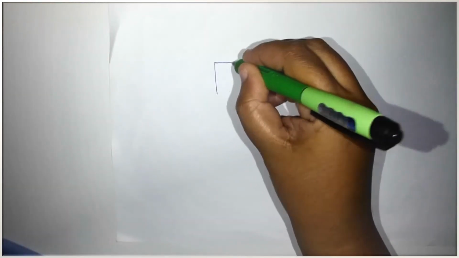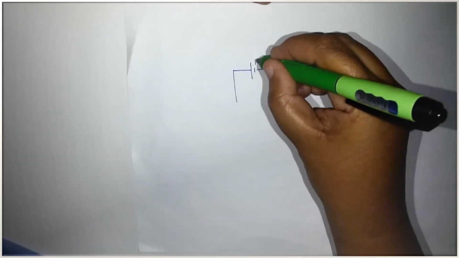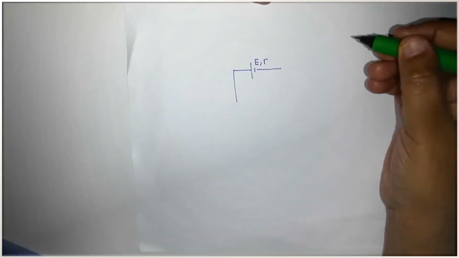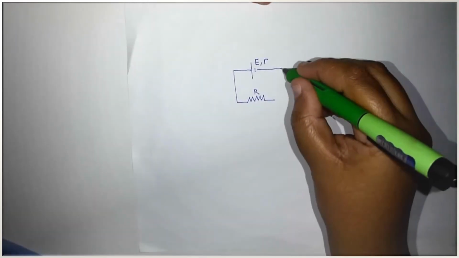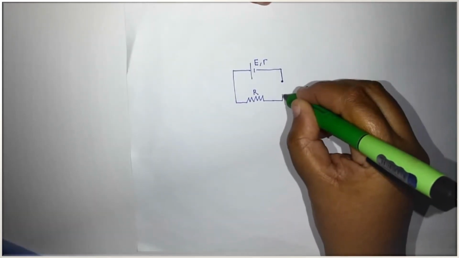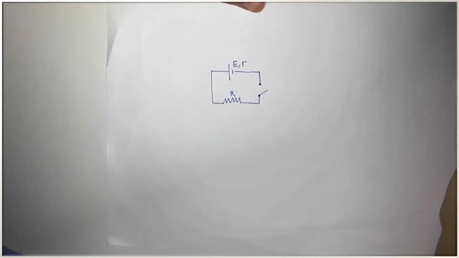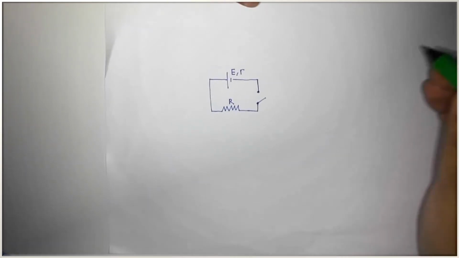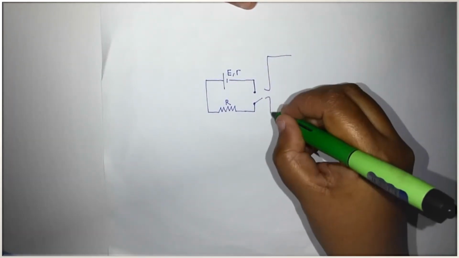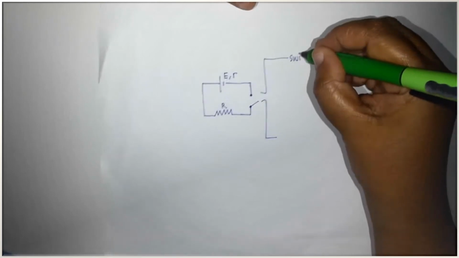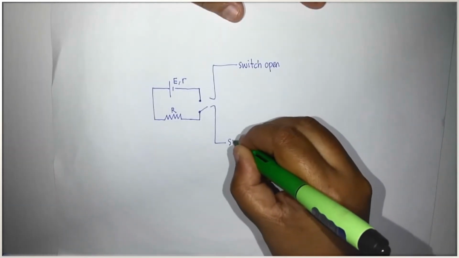We have an EMF E and internal resistance small r, which is connected to an external resistance capital R, and then we have a switch. This is a basic circuit, and this is actually a flashback of what you studied in Form 5. Now we are going to study the concept of this basic circuit by looking at two cases, class. One is switch open, another is switch closed.